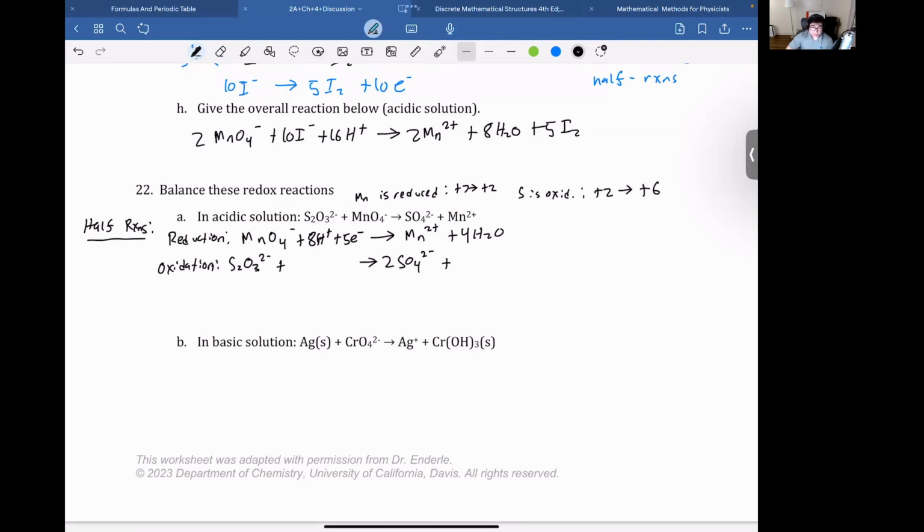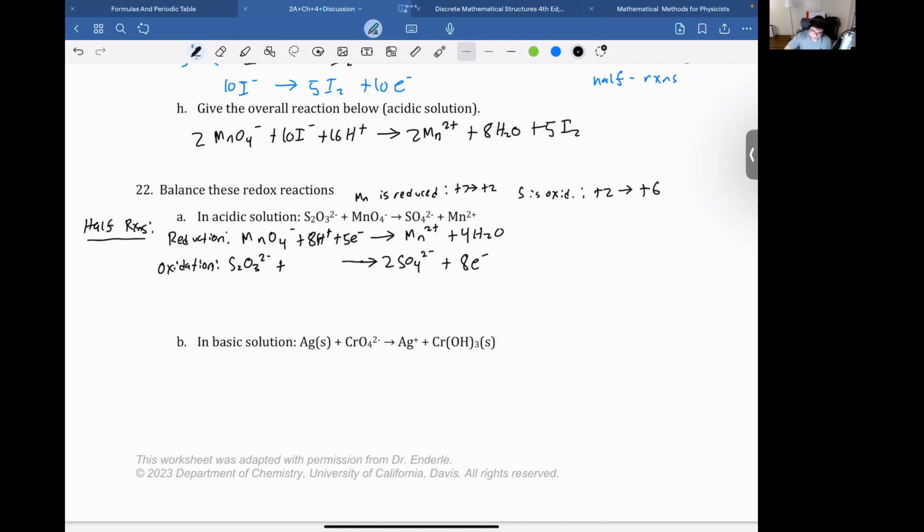Again, we're looking at the oxidation state of sulfur. So each sulfur goes from a +2 to a +6. So that means we need 8 electrons because there's 2 sulfurs, right? So just to recap, sulfur went from a +2 to a +6. Each sulfur needs to lose 4 electrons. My bad, wrong side. Each sulfur needs to give away 4 electrons. So we have 8 electrons in total.